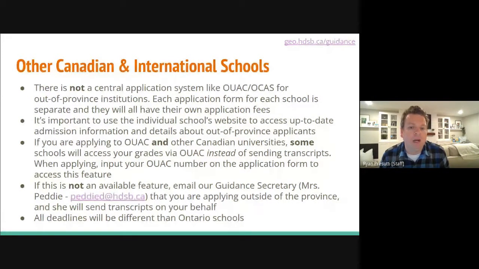Otherwise, it would be emailing from a guidance secretary, Ms. Petty, or even snail mailing, and sometimes official documents and official transcripts may be required. Of course, each school is going to have their own fee, their own deadline, their own timeline of events and next steps. So it's really up to the student to make sure that they're following all those things.